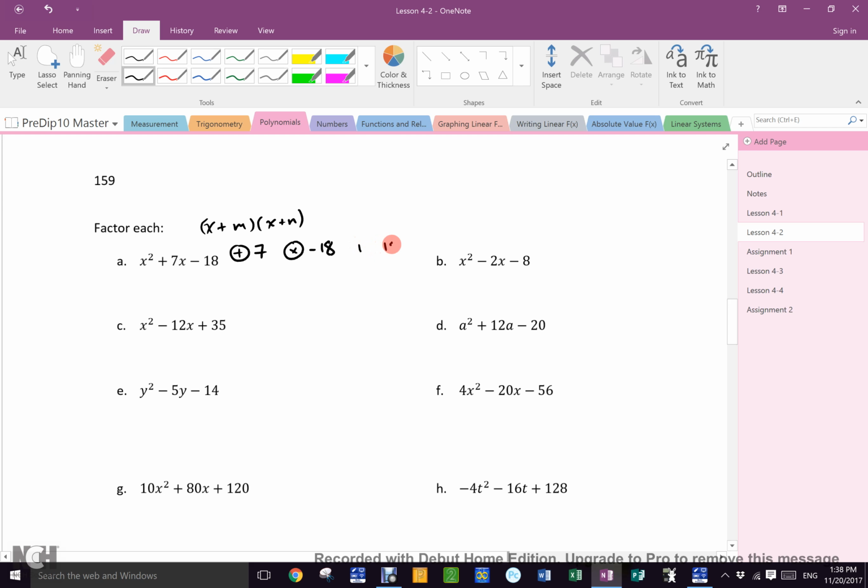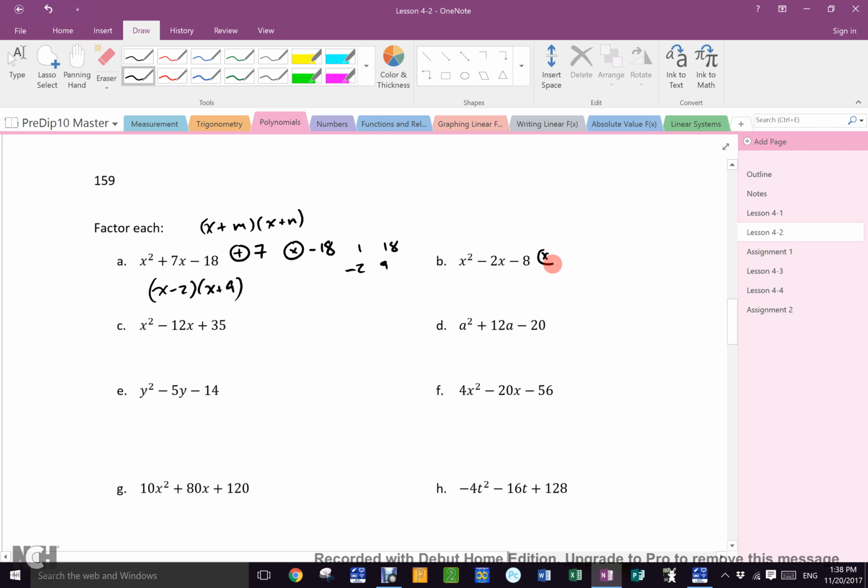Will 1 and 18 in any way get together to make 7? No. Will 2 and 9? Yes. How? 9 and minus 2, right? So x minus 2, x plus 9. And then we check. X times x, x squared. 9x minus 2x, 7x. 2 times 9, negative 18, done like dinner. Got it?